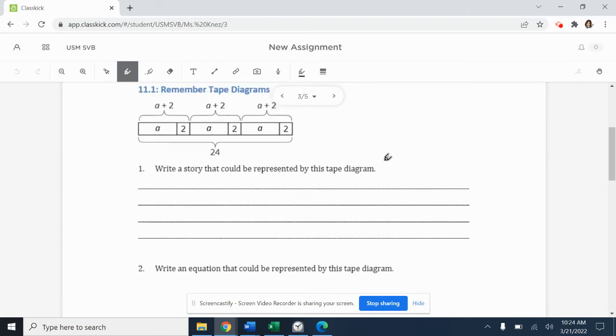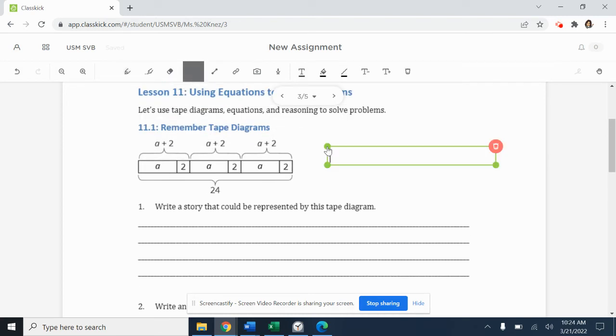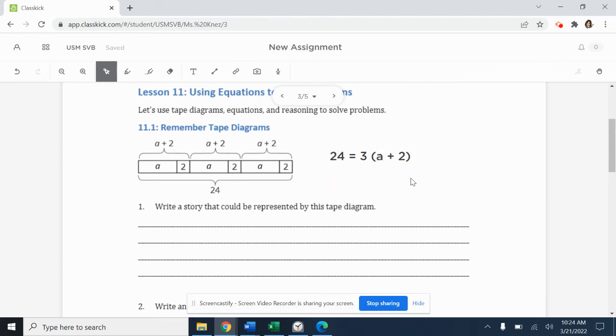All of our stories might look a little bit different, but what's important to know about this equation is that the entire tape diagram is equal to 24. Then we have three equal groups. In each group, we have one A plus a 2. Three groups of A plus 2. Remember that when you have a 3 hugging the parentheses, that means that you have 3 times A plus 2. Three groups of A and 2.